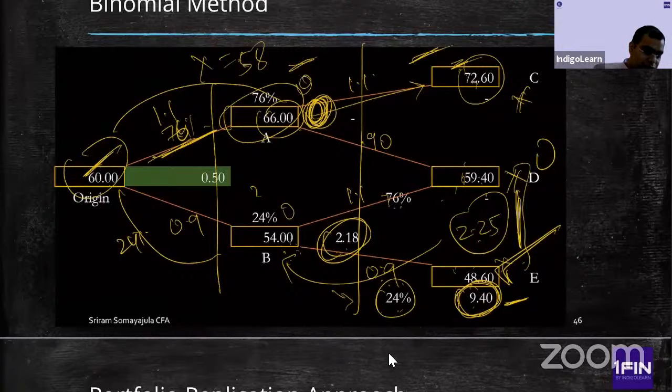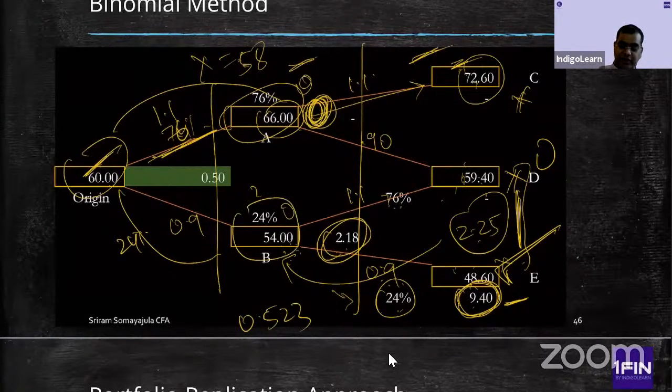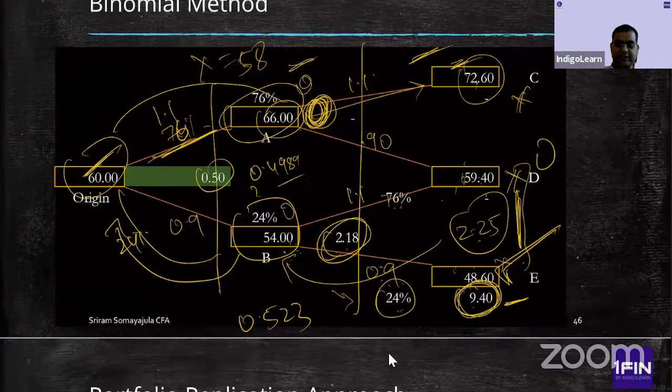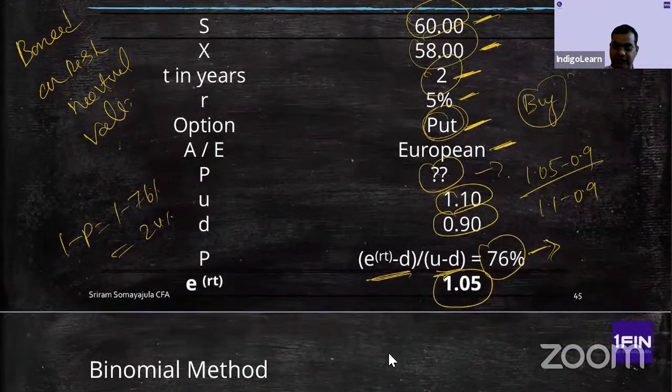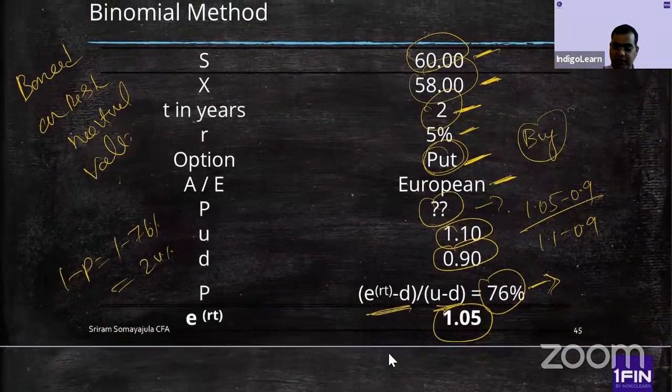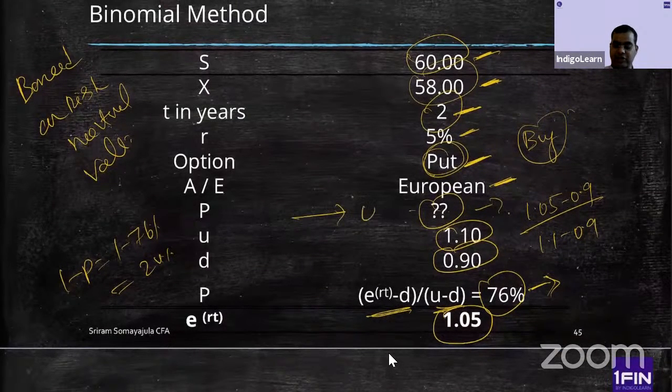0.24 into 2.18 will be 0.523. But that is the expected value here. When you bring it back, you have to divide it by 1.05. When you divide by 1.05, you get 0.4989 or something like that, so you can take it as 0.5. So the put option premium, which they've asked us to find out, is 0.50.